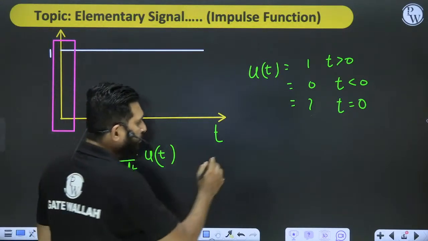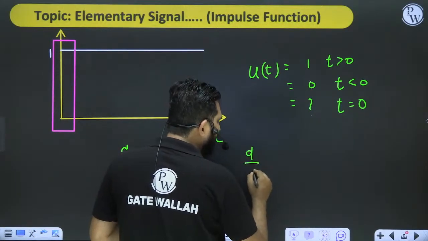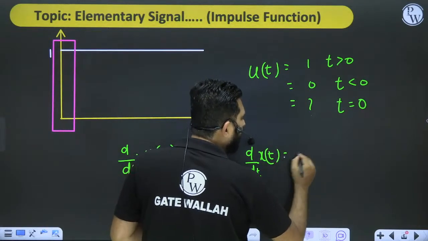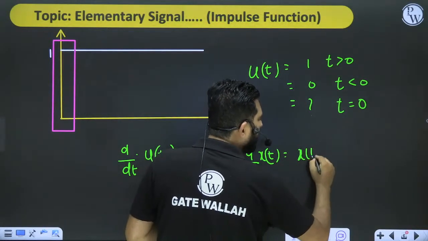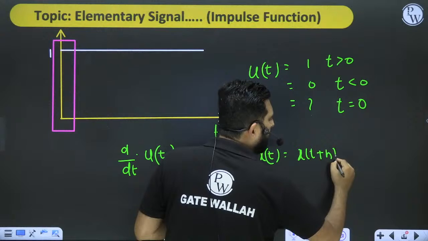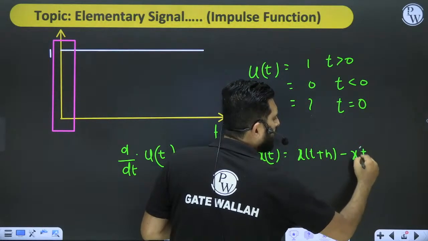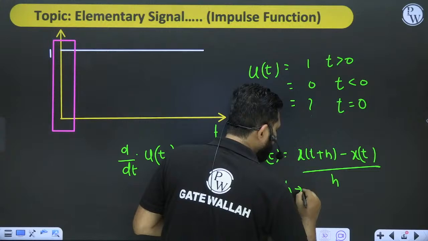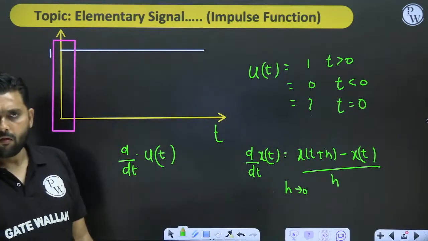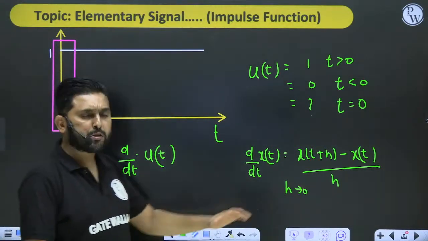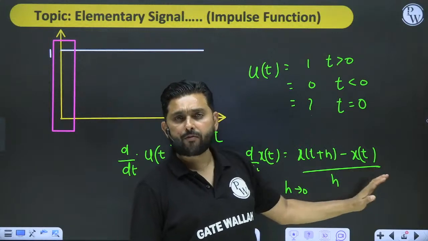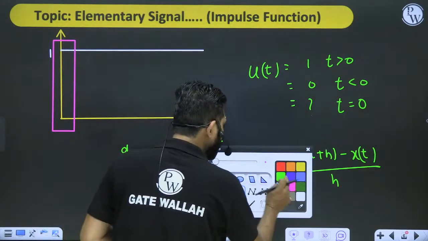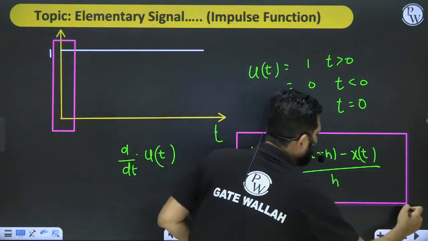See, the derivative formula: if I say d by dt of x(t), then I know that it is x(t plus h) minus x(t), divided by h, with h tending to 0. Okay, this is the first approximation formula for derivative. Now listen carefully. Let's box this first. This is the first approximation formula that I am using.